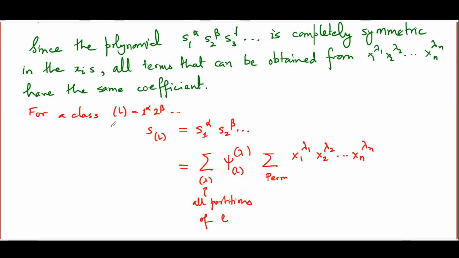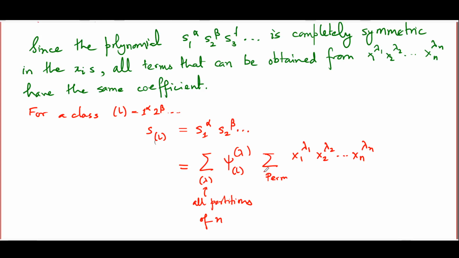So, for a given class L, which is defined by the cycle structure, alpha 1 cycles, beta 2 cycles, and so on, the corresponding symmetric polynomial S of L is going to be S1 raised to the power alpha, S2 raised to the beta, and so on, which is going to end up being a sum over all possible partitions of n, actually, of some number multiplying this sum over all distinct permutations of x1 to the lambda 1, x2 to the lambda 2 up to xn to the lambda n. And these coefficients are exactly what we are looking for.